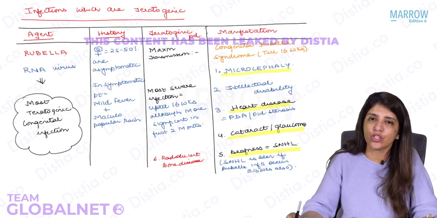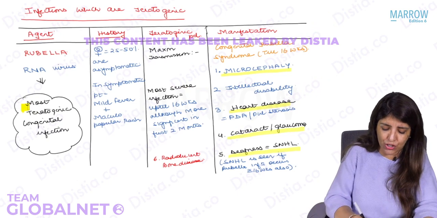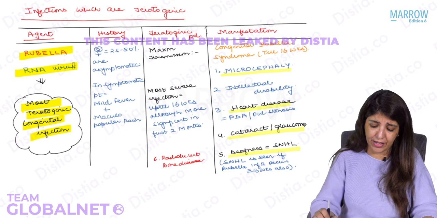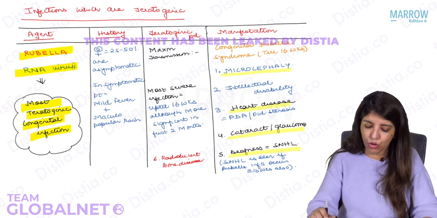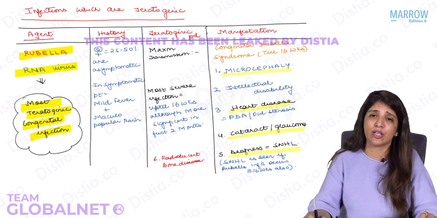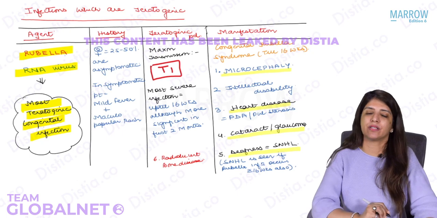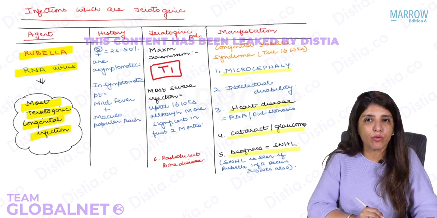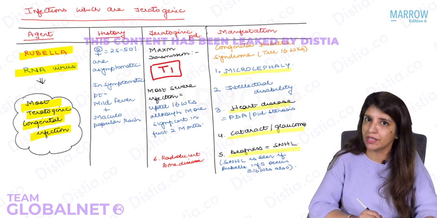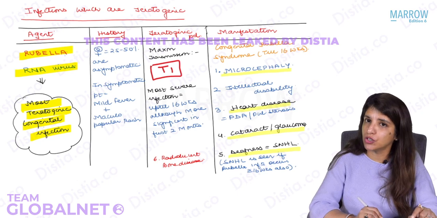Okay. Third torch infection, which is highly teratogenic, which is the most teratogenic congenital infection, is rubella, which is an RNA virus. Now, in rubella, maximum transmission of rubella happens in first trimester. Right? In cytomegalovirus and toxoplasma, maximum transmission happens in third trimester. In rubella, maximum transmission happens in first trimester.